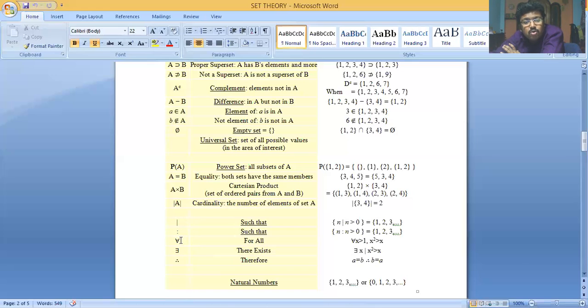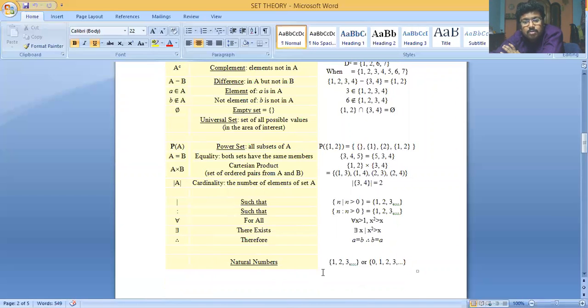This represents "for all", the inverted A. For all x greater than 1. For all x greater than 1, comma, x square greater than x. This symbol represents "there exists": there exists x such that x square greater than x. Therefore, you know it very well.